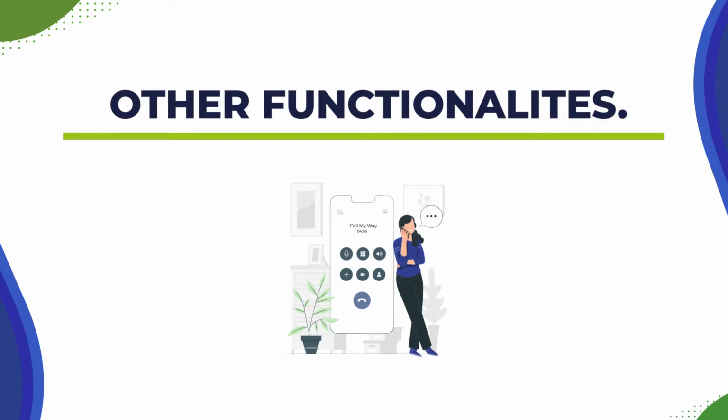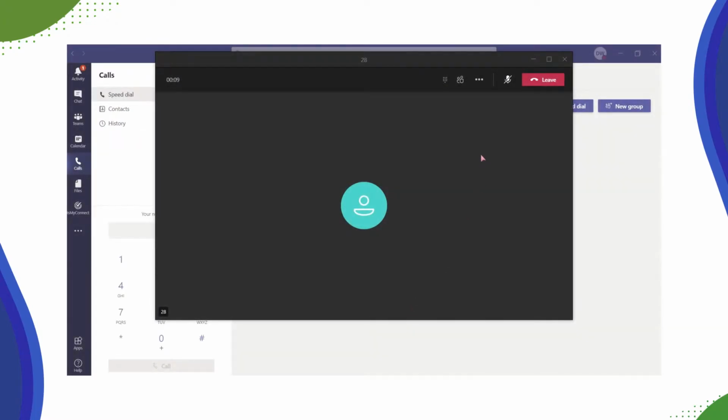Other functionalities. Mute a call. To mute a call, you must press the button with the microphone icon. You must press the button again to unmute.